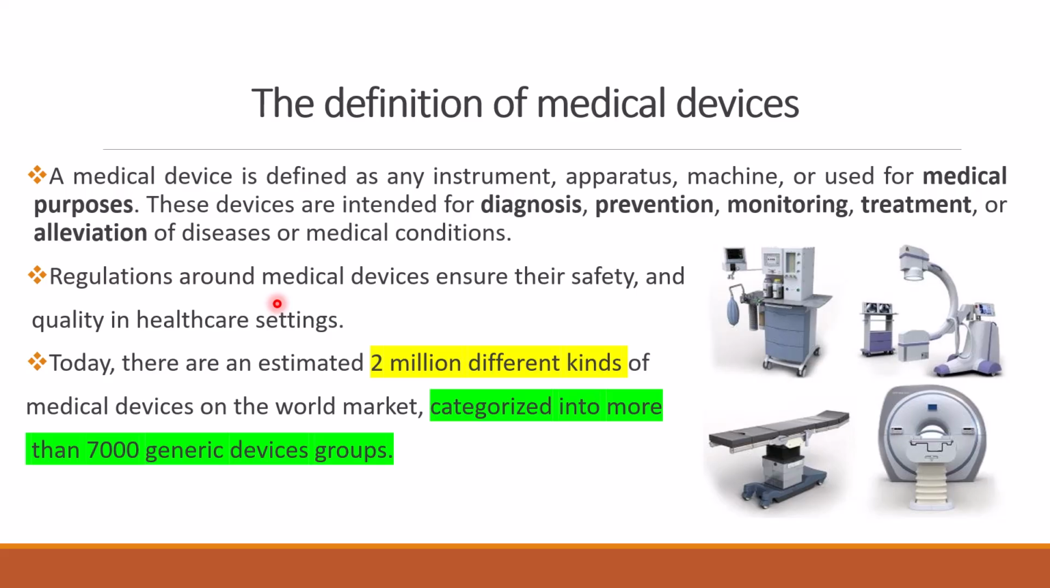Today we have more than 2 million different kinds of medical devices. This information is according to the literature. In general, we have about 2 million different kinds of medical devices. So we need regulations, we need laws, we need groups for them just to make our job easier. Those medical devices on the world market can be categorized into more than 7,000 different groups. So we have 2 million devices, and more than 7,000 different generic groups for these devices. So the thing is very serious.